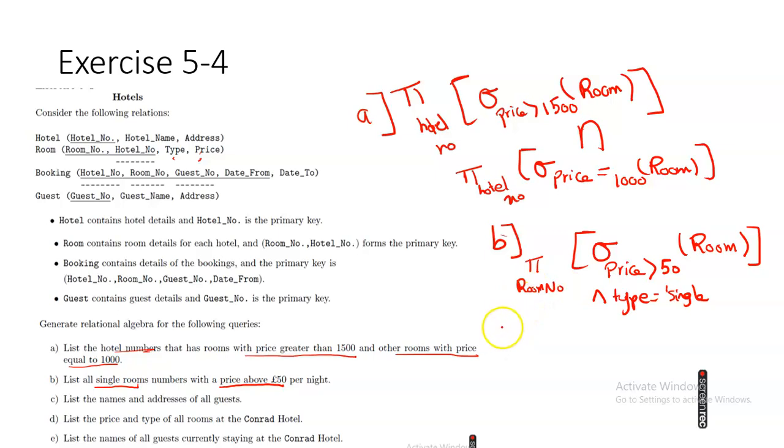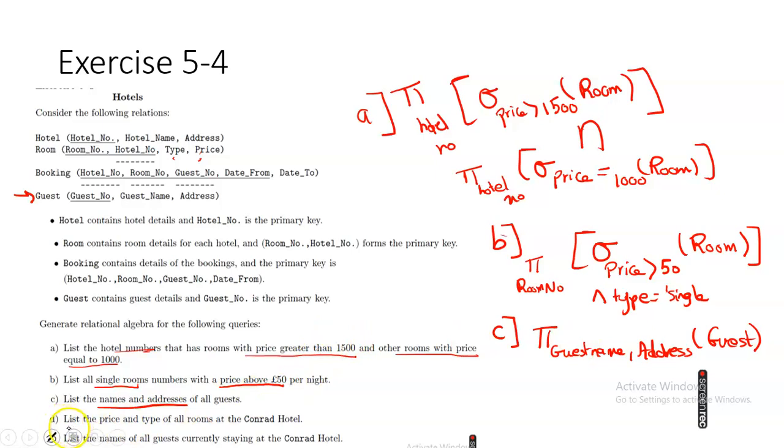C. List the name and the address of all guests. From where we can get the info of the guests? From relation guest. In guest we have the name and address. Do we care about all the rows or certain attributes? Actually, we want to get certain attributes from this relation, which is the name and the address. So simply we can project on guest name, address from relation guest.